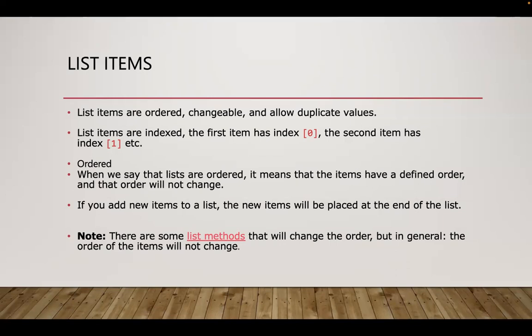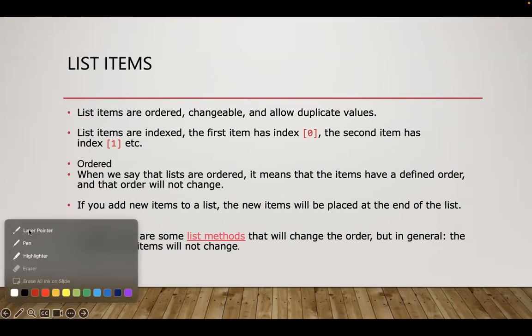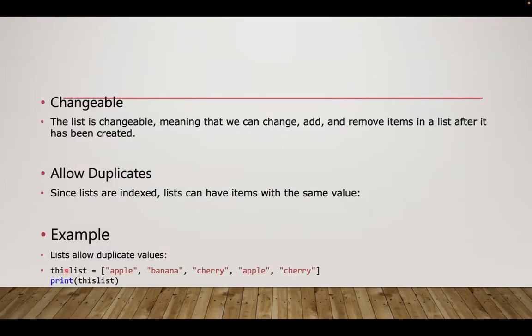There are some list methods that can change the order, but in general, the order of the items will not change. We have some code which we can use to put some items in a specific place in the list. But normally, the list would have the new item at the back, it's not going to have it in the middle. So this is exactly what we are talking about. Let's move on to the next one.